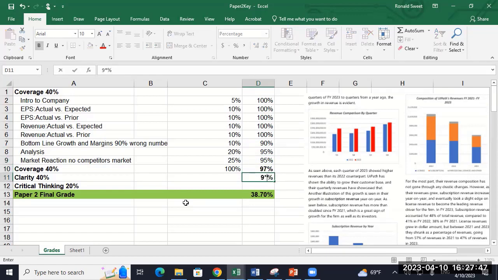Clarity, probably I'd give 92, just because that margin discussion threw me off. And critical thinking, 95, maybe a little higher. I give them good marks on critical thinking because they listened to the conference calls. That's always good. So it looks like it's an A. It could certainly be strengthened on some of the clarity, I think, especially around that margin section.